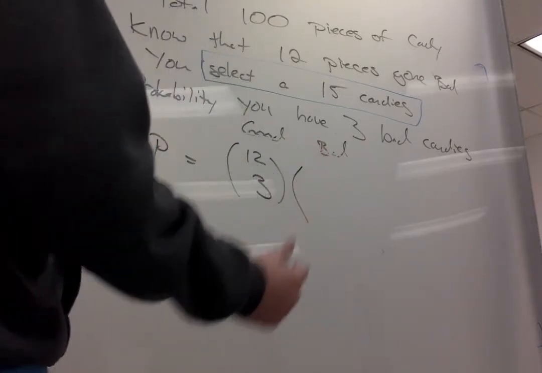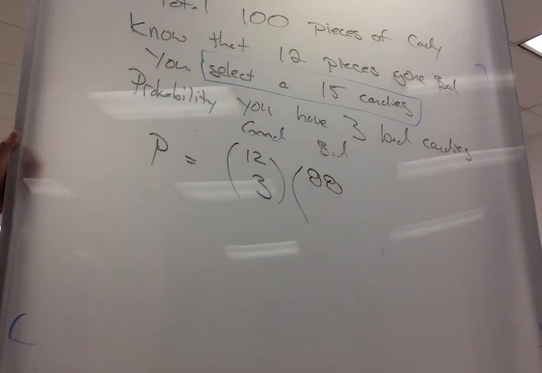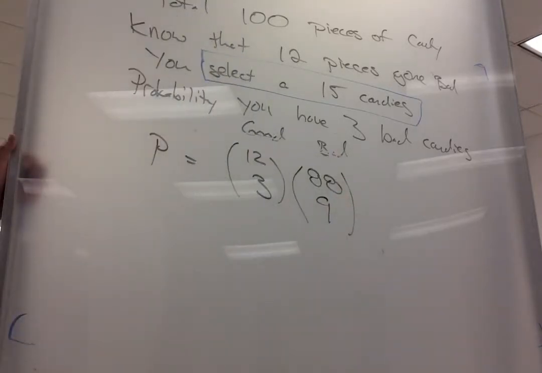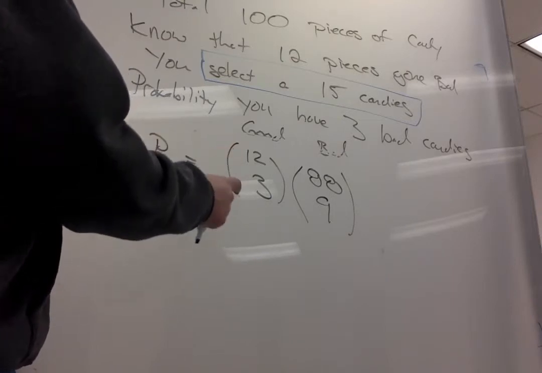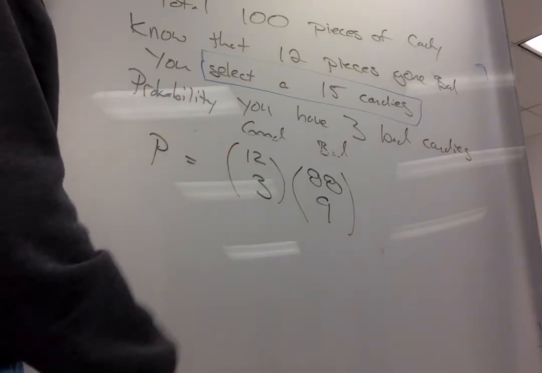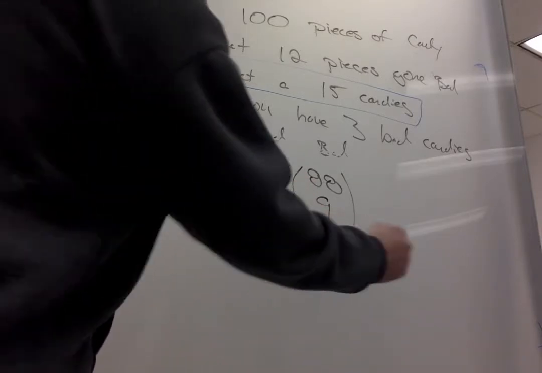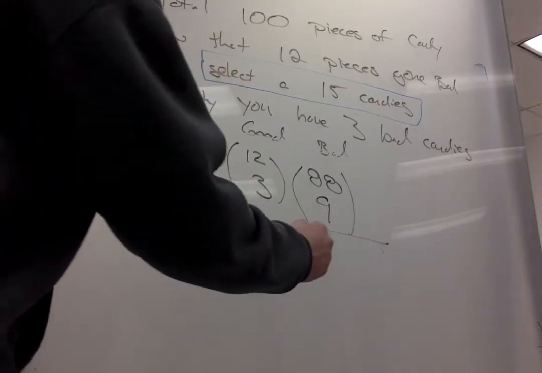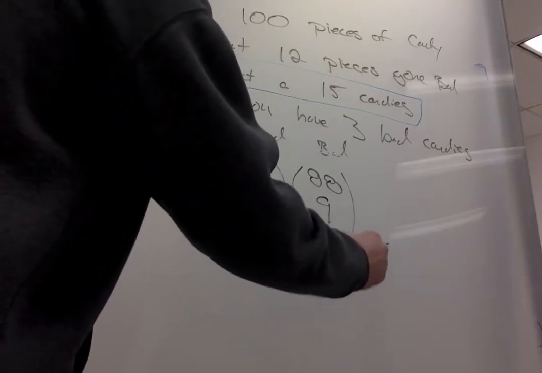There are a total of 88 good pieces of candy, and you're going to be selecting 9 of them into your batch. These functions stand for a number of possible ways. So this is the number of possible ways to have 12 good candies and pick 3. The number of possible ways to have 88 good candies and pick 9. And we're going to divide that by the total possible ways to have 100 candies and to pick 12 of them.